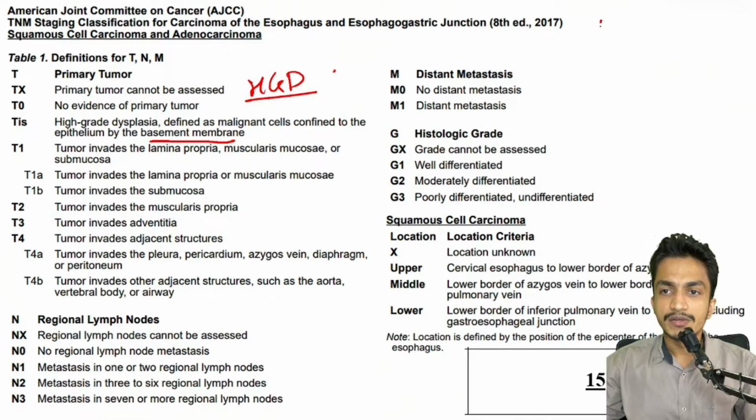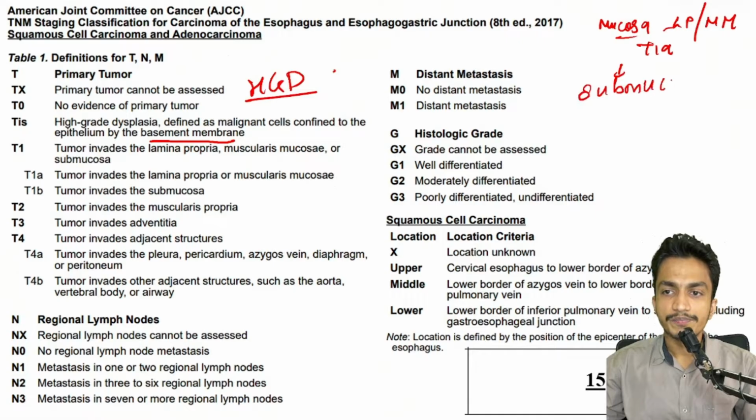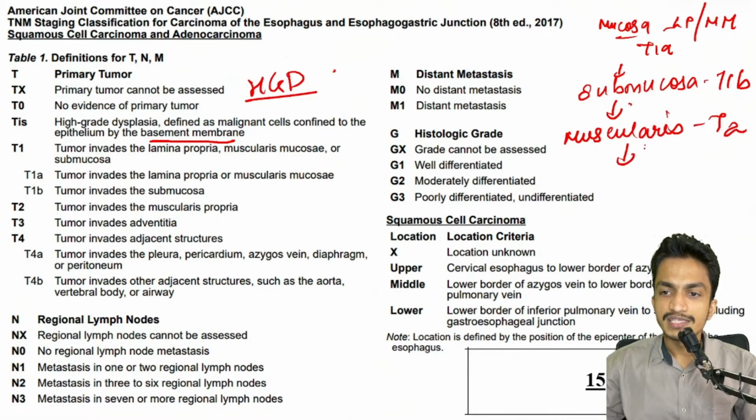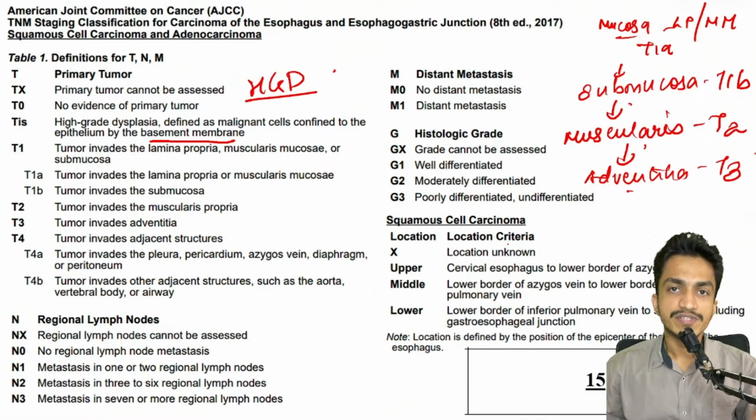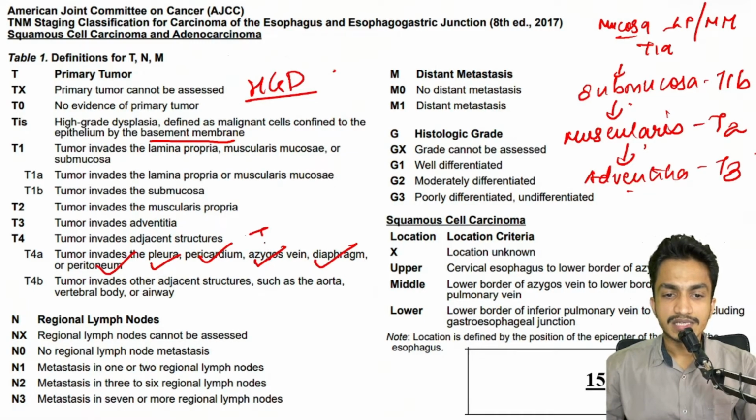So if it is limited to the mucosa, that is either lamina propria or muscularis mucosa, then it is T1A. If it is entering into submucosa, it is T1B. If it is entering into muscularis, that is T2. Now as esophagus does not have an adventitia serosa, if it is invading into adventitia, it is T3. Now if it goes beyond the adventitia into the surrounding structures, first which we can resect, that is like pleura, pericardium, azygous vein, diaphragm and peritoneum, that is T4A, and unresectable structures like aorta, vertebral body or airway, then becomes T4B.